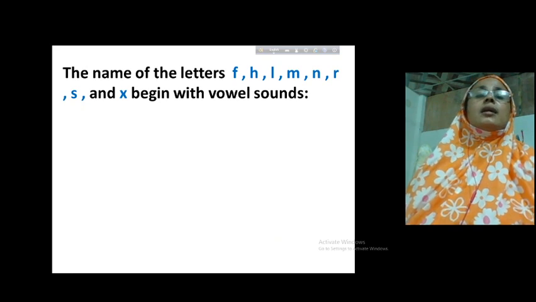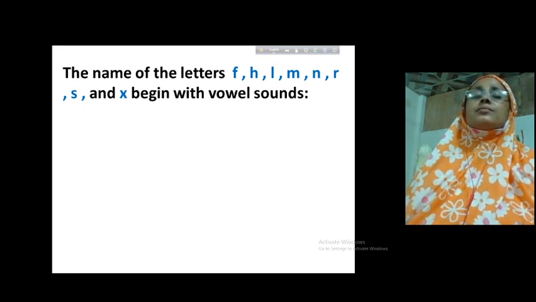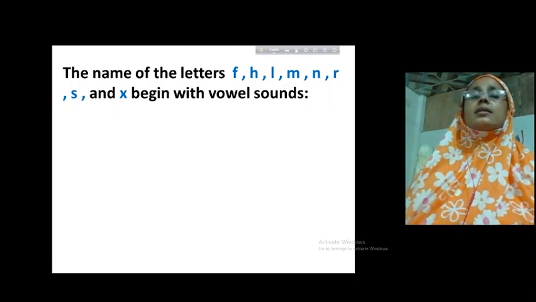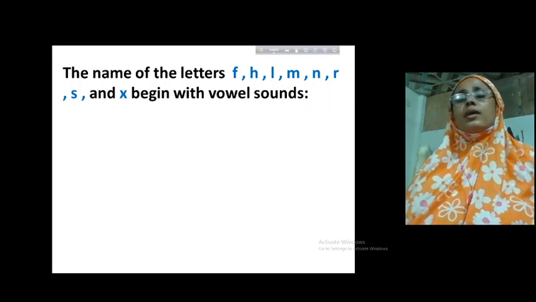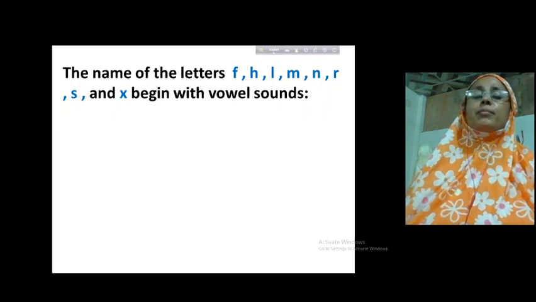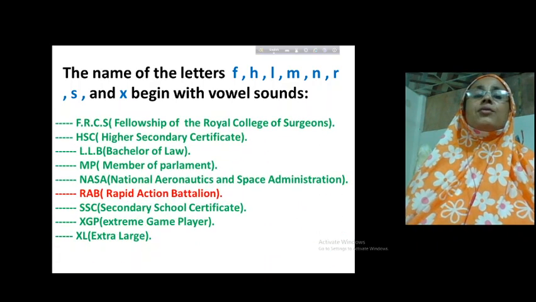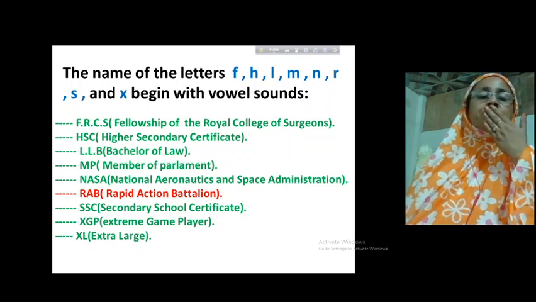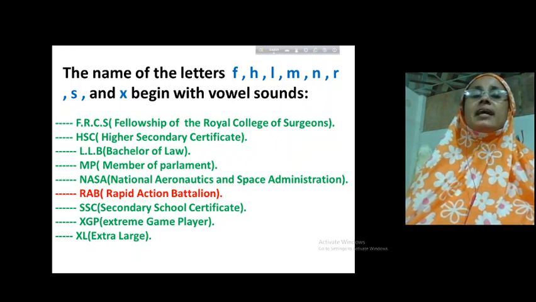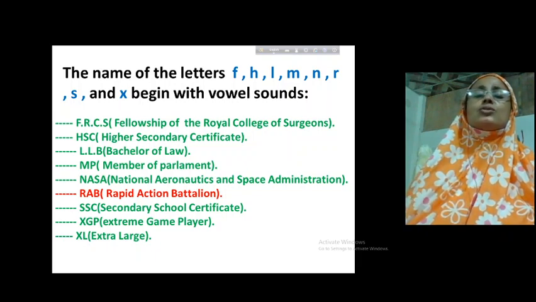Very good. And now the names of the letters F, H, L, M, N, R, S, and X begin with a vowel sound. When? If those letters start an abbreviation. For example, FRCS: F, F, A. So it starts with an a sound. Excuse me, do you know what FRCS means? Yes, it is a degree. It is Fellowship of the Royal College of Surgeons. So what will you put?